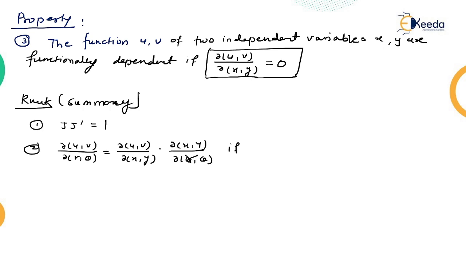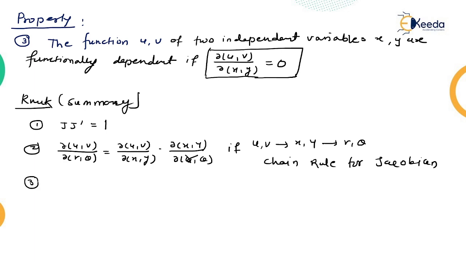So when u and v are functions of x, y, and x, y are functions of r and theta, then we have to use the chain rule. So this is the chain rule for Jacobian.